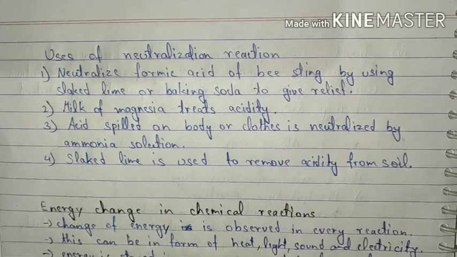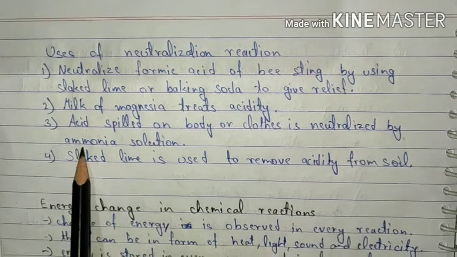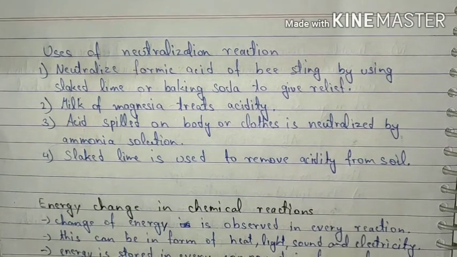Next one, acid spilled on body or clothes is neutralized by ammonia solution. If an acid is spilled accidentally on the clothes or on the body, it is washed with ammonia, since ammonia, being a base, neutralizes the effect of the acid and provides relief.